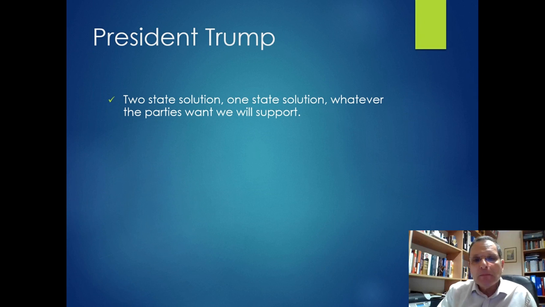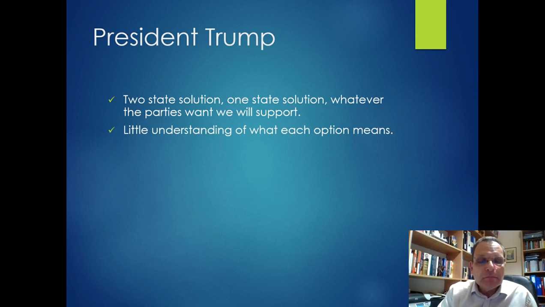President Trump came to power in 2016, and you could see quite immediately that this is a different type of president. One of his first statements about the Israeli-Palestinian conflict, when he was asked, he said, two-state solution, one-state solution, whatever the parties want, we will support. As if he was speaking about tea or coffee. I mean, two-state solution, one-state solution are so different from each other and entail so different consequences from each other. But he didn't mind that much.